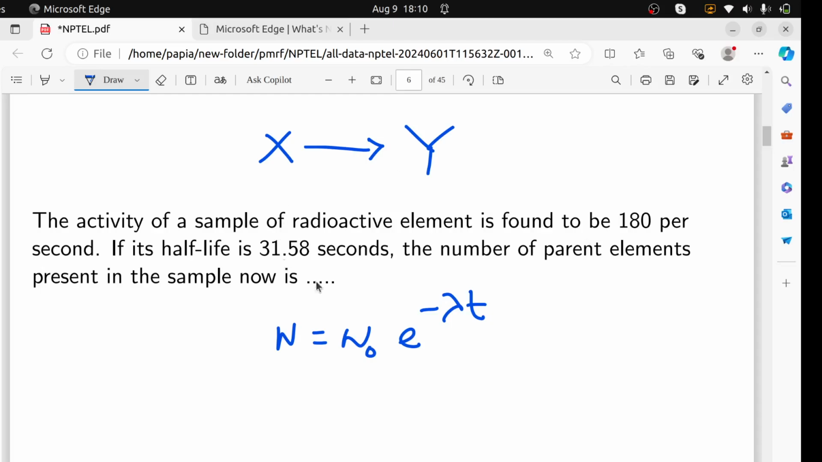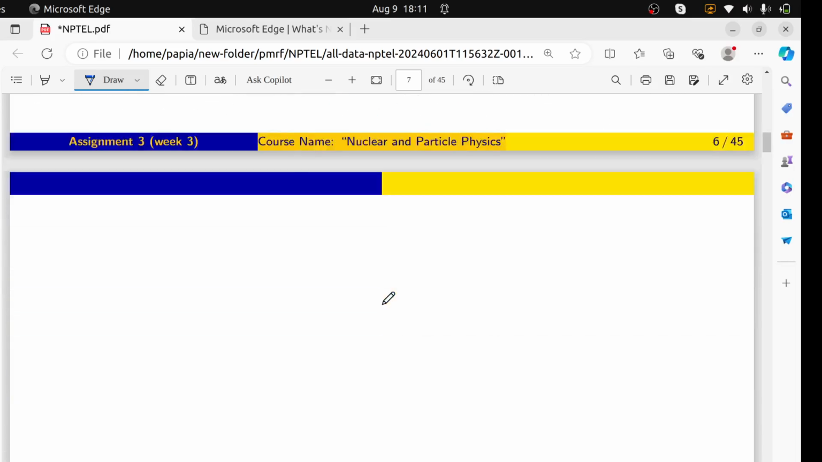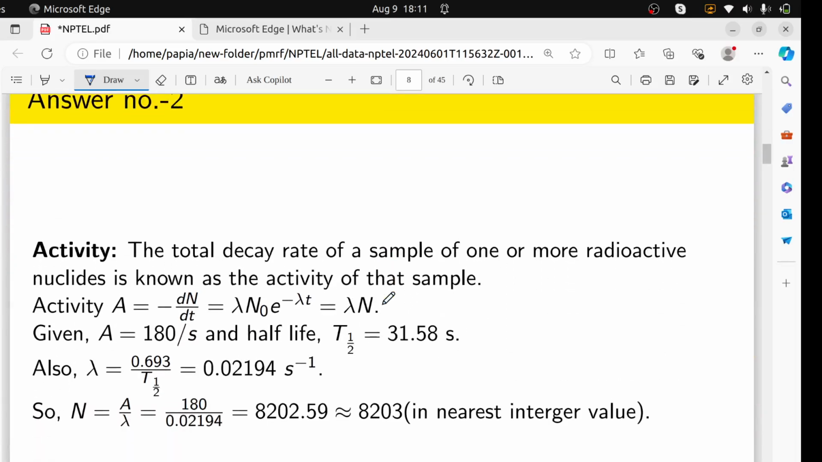Now in that question, what are they asking? They are asking that the activity of a sample of radioactive element is found to be 180 per second. So what does activity mean? I have written the definition. Activity means the total decay rate of a sample of one or more radioactive nuclides is known as the activity of that sample. The mathematical expression for the activity, writing A for activity, is A equals minus dN/dt. So this is the mathematical expression for activity.